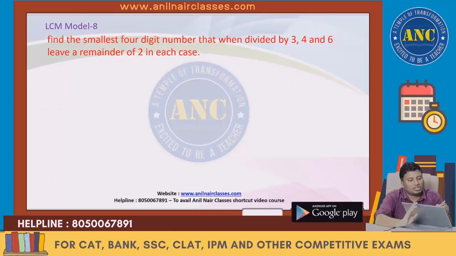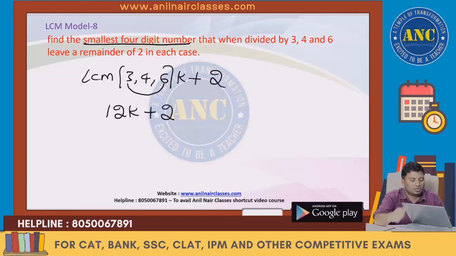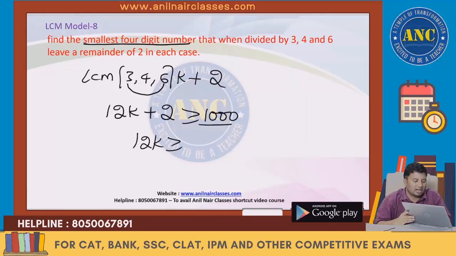Find the smallest 4-digit number which when divided by LCM of 3, 4, 6 into k gives a remainder 2. 3 is a factor of 6, 4 and 6, so the LCM is nothing but 12k plus 2. What is the smallest 4-digit number? Which is nothing but 1000. 12k plus 2 should be just greater than or equal to 1000. 12k is greater than or equal to 998.